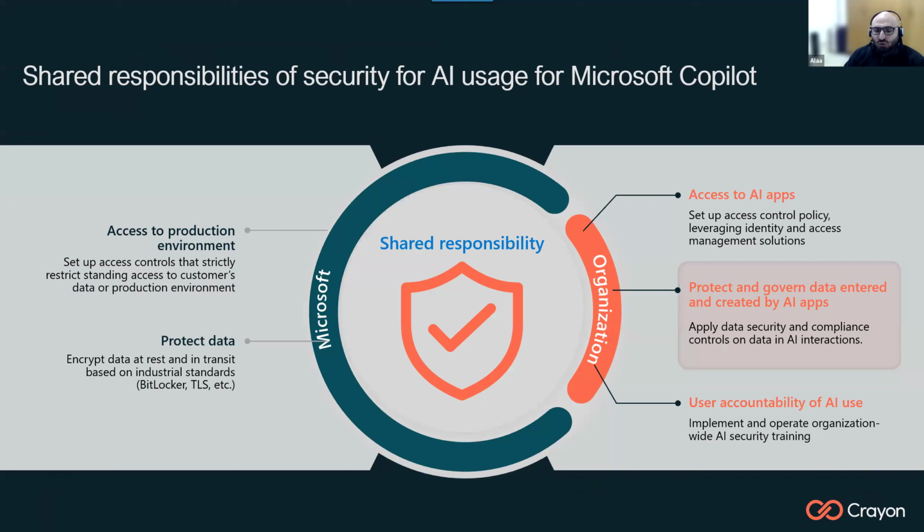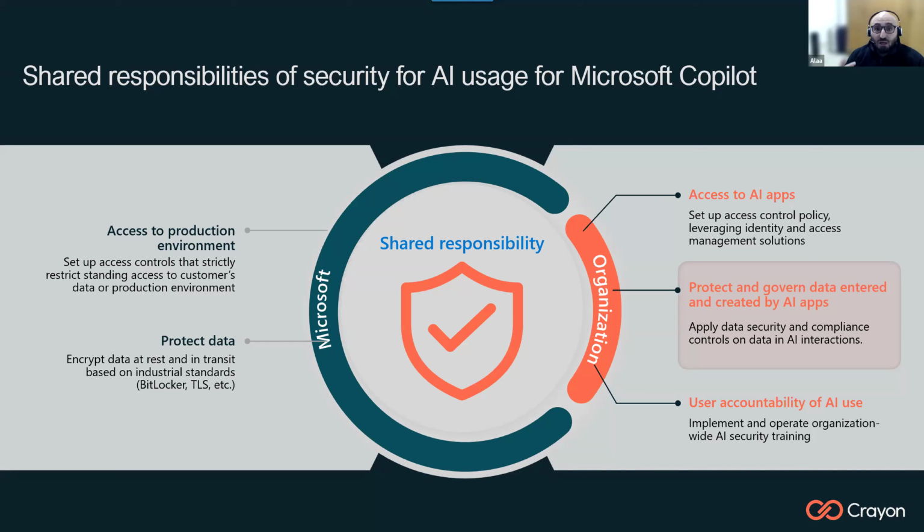Ensuring the security of AI usage is a shared responsibility between Microsoft and your organization. From the Microsoft side, foundational security controls have been built to make Microsoft Copilot enterprise ready. For example, Microsoft has strict access controls to customers' data. Your data is yours and it won't be shared with other tenants. All data is encrypted and protected by industry standards.